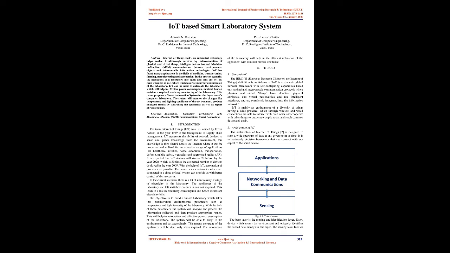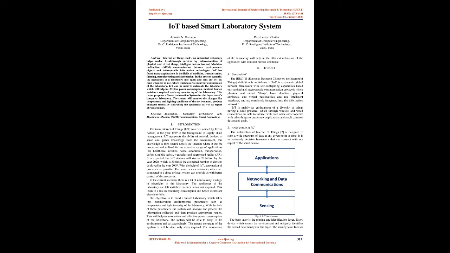With the help of IoT, automation of processes is possible. The smart sensor networks, which are connected to a cloud or local system, can provide us with better control of the processes. In the current scenario, there is a lot of unnecessary wastage of electricity in the laboratory. The appliances of the laboratory are left switched on even when not required. This leads to a rise in electricity consumption and hence exorbitant electricity bills.